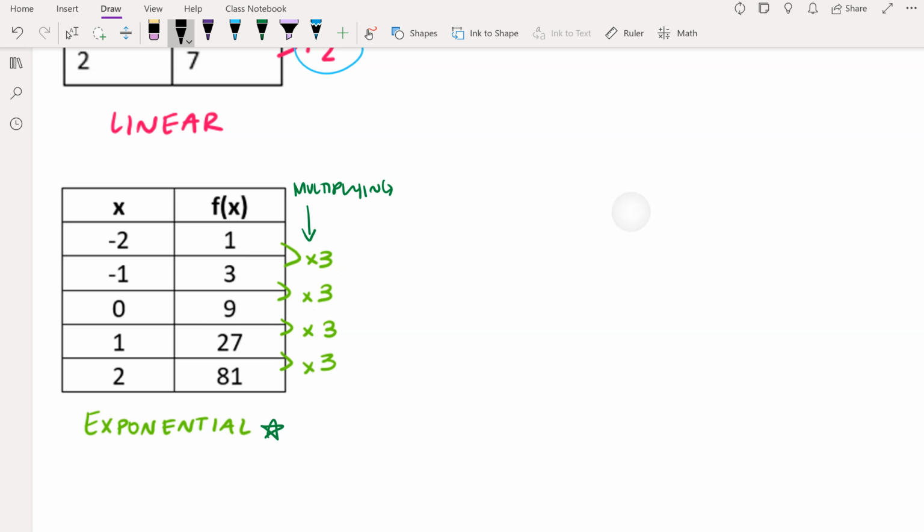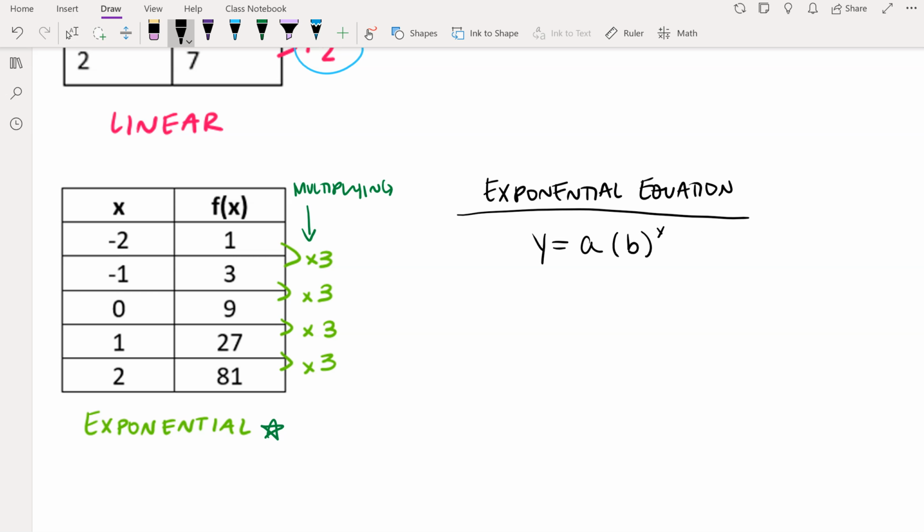All right, let's start in the same way. We need to write our basic exponential equation form. So an exponential equation looks like this. Y equals a times b to the x. And we're going to do the same thing. We're going to break down a and b. So a, in this case, is our y-intercept. And then b is going to be our multiplier.